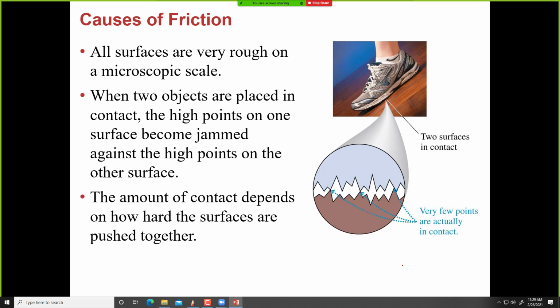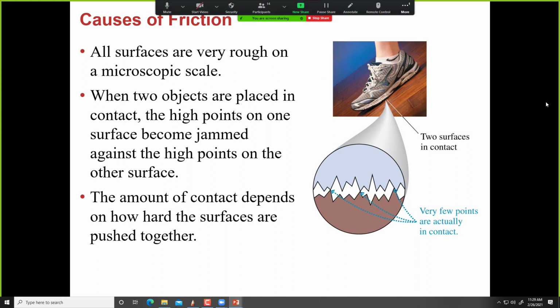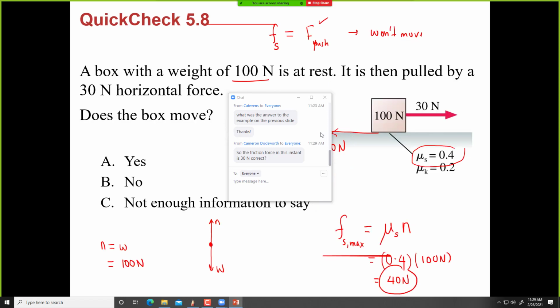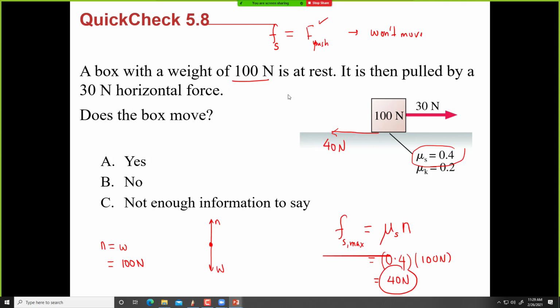Okay, so the cause of friction is... so the friction force in that instant is, let's go back. Yes, so in this instant, you're right. I should have made clear here. This is not the friction force at this instance. This is the maximum friction force. Sorry for not clarifying that. That's a very good point. So thanks for pointing that out. This is the force that this surface can exert, at maximum.